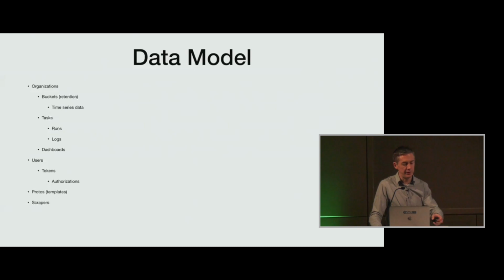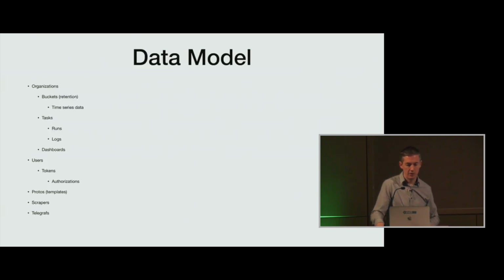You have scrapers. This is new in 2.0, which supports both push and pull out of the box. So you can scrape targets directly from the database itself. Right now, if you want to do scraping, you have to configure Telegraf to do the scraping and then push the data into the database. In 2.0, you can actually specify Prometheus scrape targets and scrape all of them right out of the box. We will also support the Open Metrics standard very soon. So basically, Prometheus and Open Metrics will be supported as a first-class citizen in 2.0.